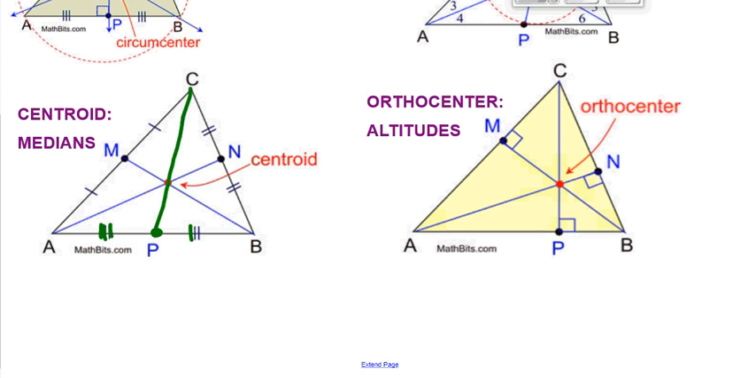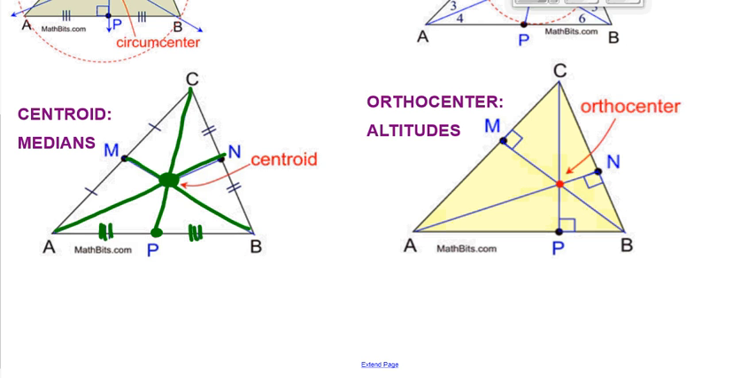You can see this is the midpoint because the markings are the same. So you can see all three of those medians are intersecting at the same point. Their point of concurrency is this point right here, and that is called the centroid.